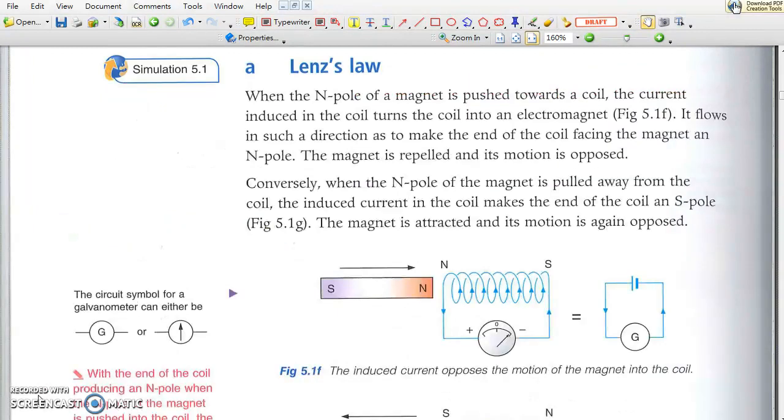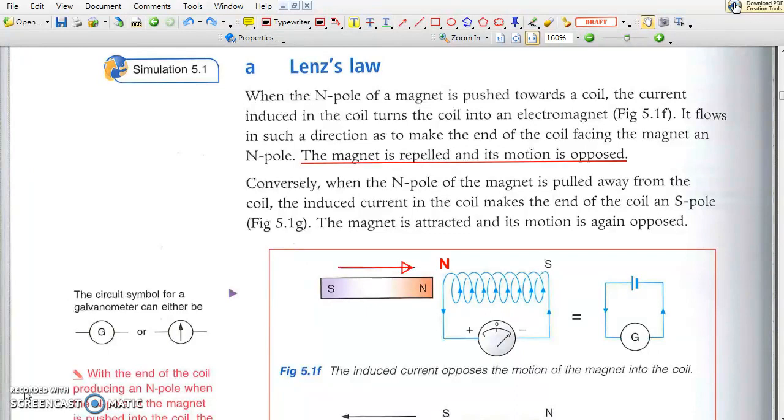A. Lenz's law. We know the relative motion between a magnet and a coil may induce an EMF, and hence a current. Let's look at the following cases. There's a bar magnet moving from left to right, with its north pole pointing right and moving into the solenoid. According to Lenz's law, there will be an induced north pole at this end of the solenoid, which may then repel the incoming magnet and try to stop its motion.